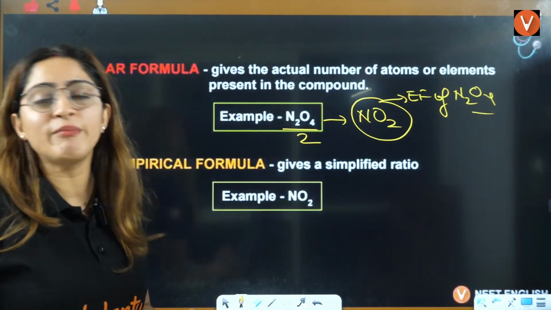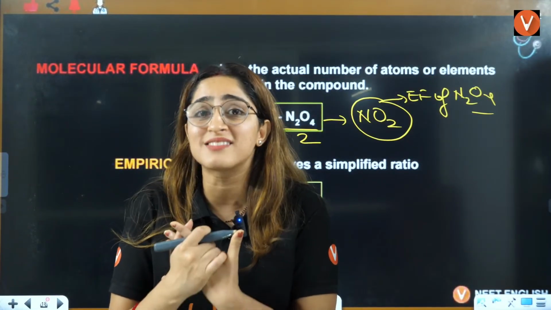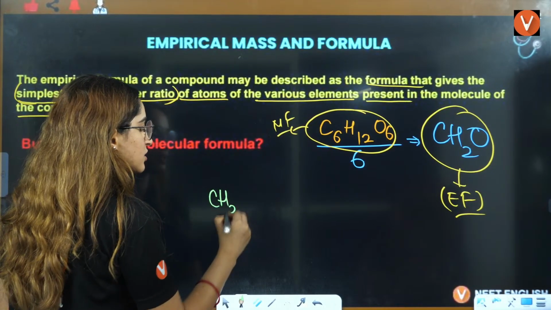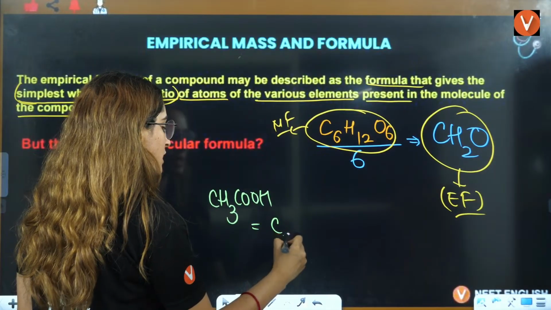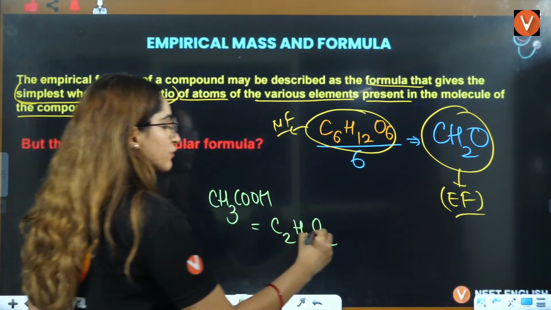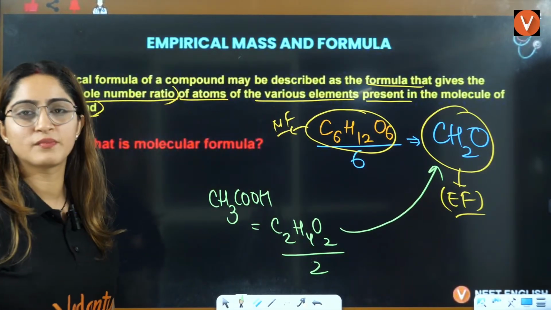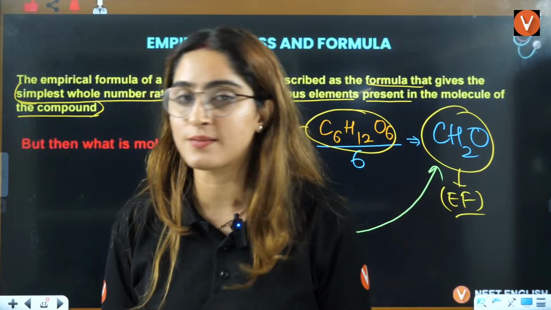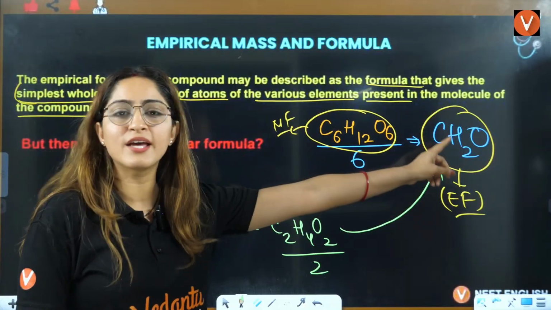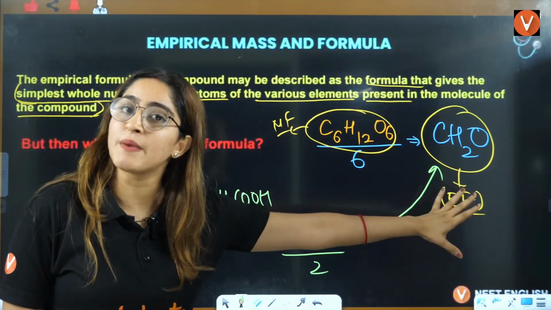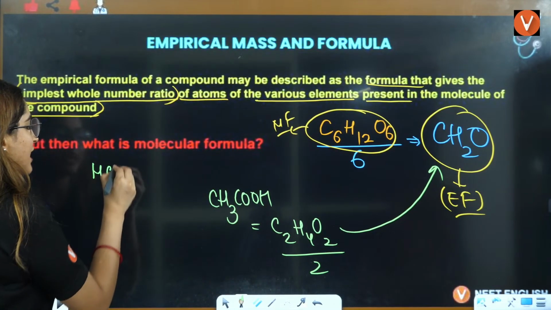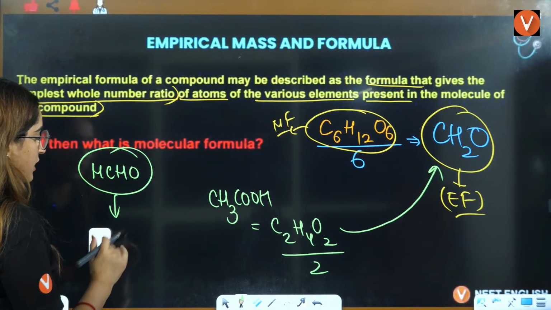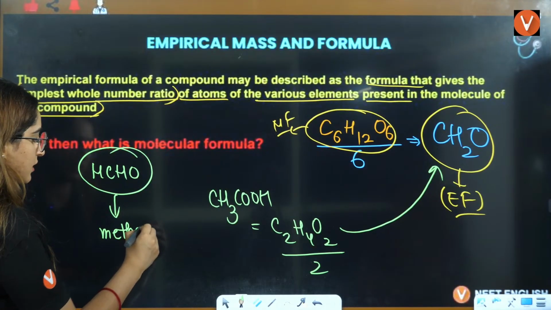So this is your empirical formula of N2O4. This doesn't mean that this empirical formula does not have its own existence. See, if I talk about CH3COOH, that is nothing but C2H4O2. When you divide it by 2, you will get the same empirical formula. That means one empirical formula could be denoting many molecular formulas. This acetic acid also has the CH2O empirical formula. Glucose also has the same empirical formula. And HCHO has its own existence, that is formaldehyde.